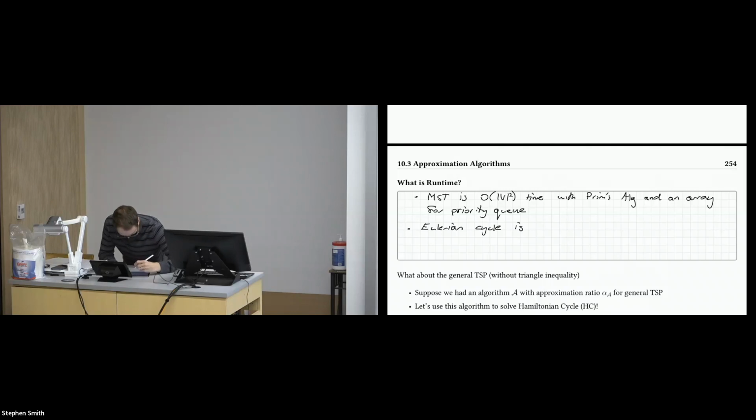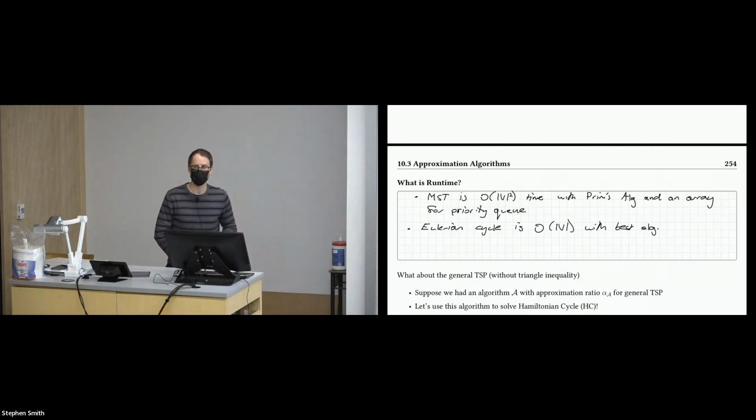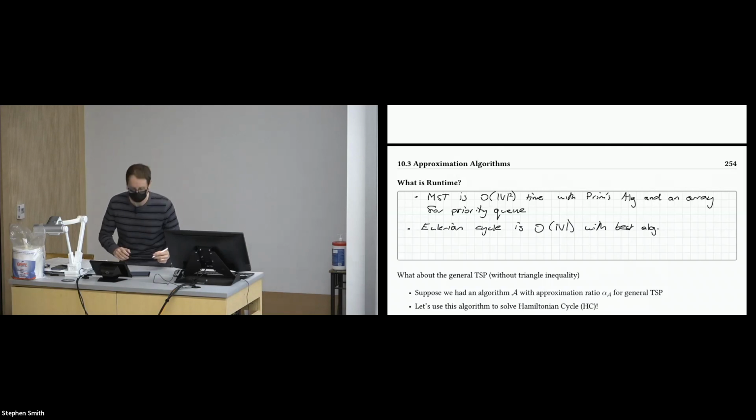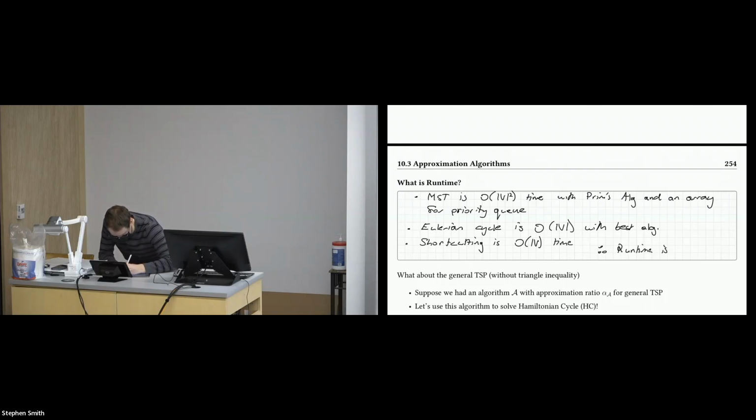Eulerian cycle is big O of V with the best algorithm, or V squared with Fleury's algorithm. Either works. It doesn't dominate the MST time. And shortcut is big O of V time. So our overall runtime is big O of V squared.